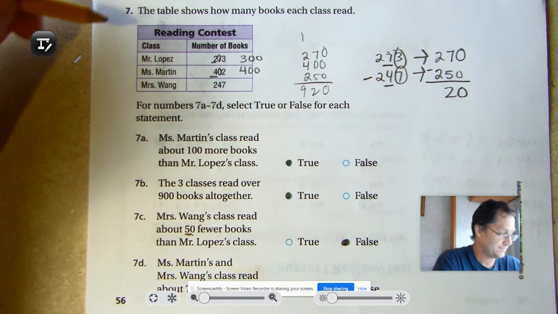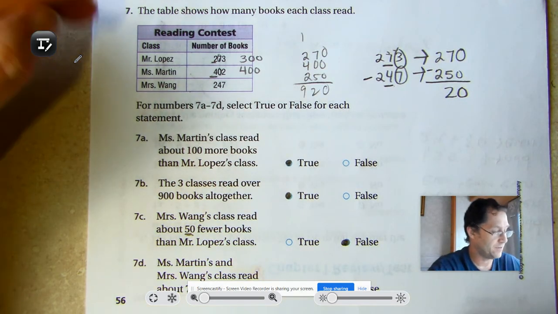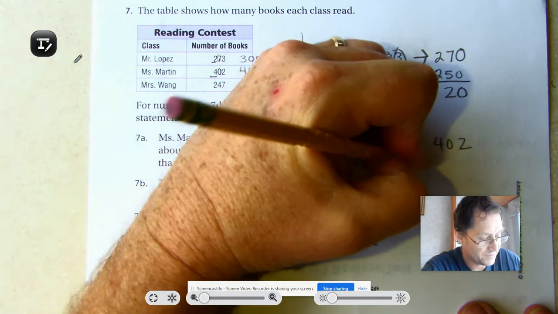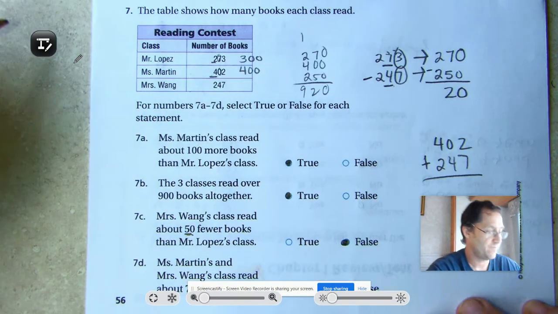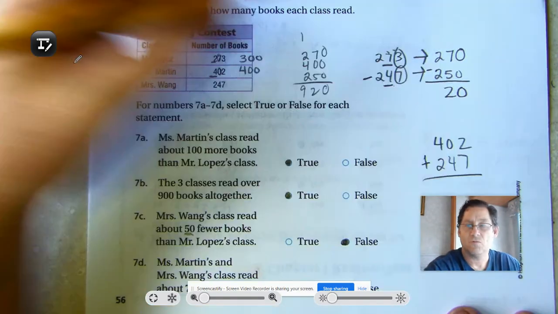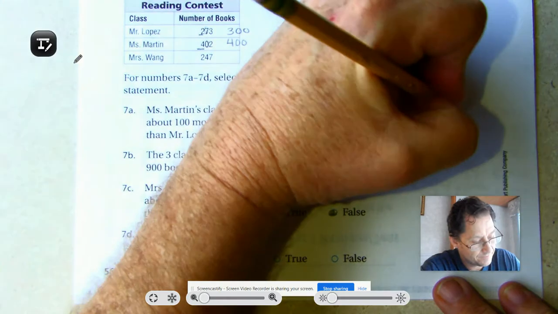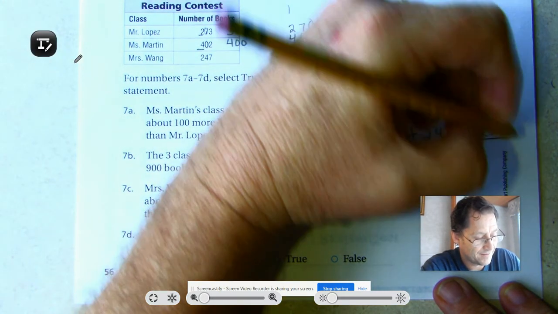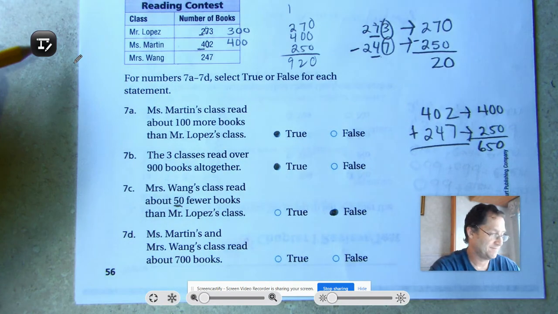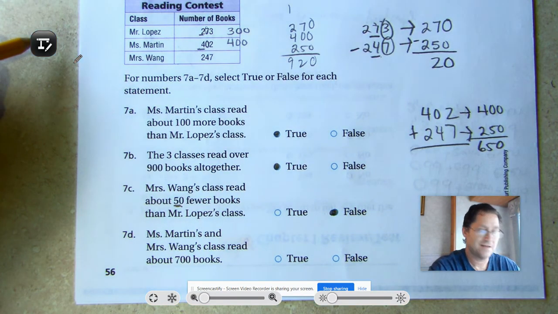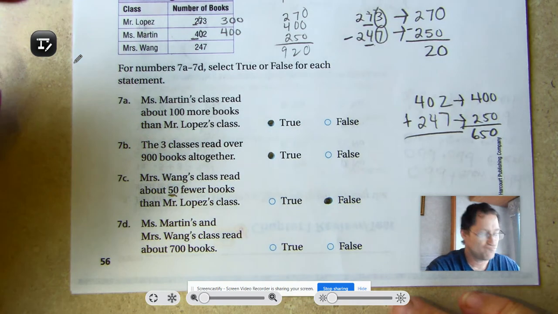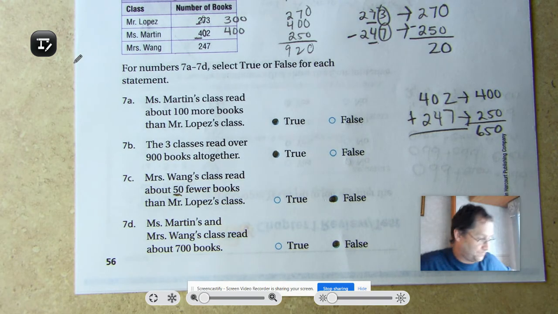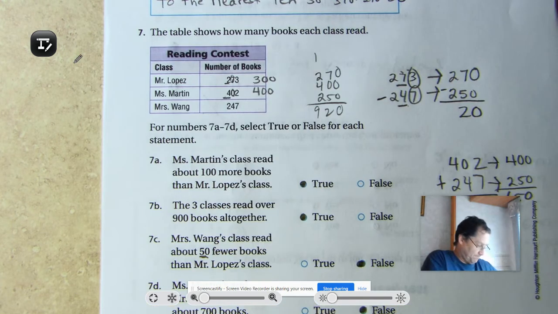Ms. Martin's and Mrs. Wang's class read about 700 books. Ms. Martin, 402, plus Mrs. Wang's class, 247. Well, if we round to the nearest 10, that's only 650. So I would say no, that's false. Okay, so let's go on to page 57.